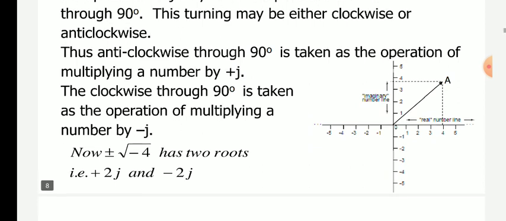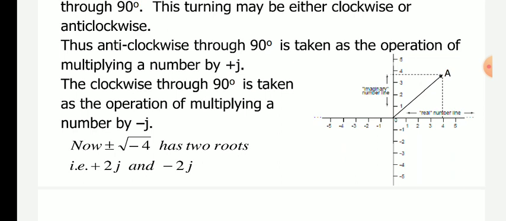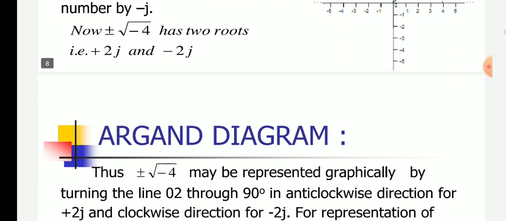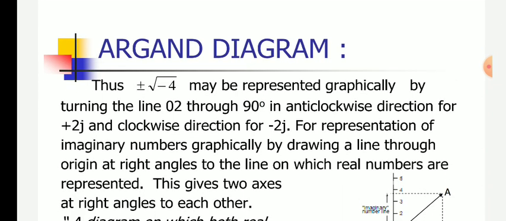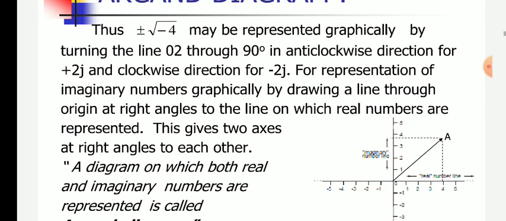Now plus or minus square root of minus 4 has two roots, that is plus 2j and minus 2j. Therefore, plus or minus square root of minus 4 may be represented graphically by turning the line 0 2 through 90 degrees in the anti-clockwise direction for plus 2j and the clockwise direction for minus 2j. For representation of imaginary numbers graphically, we draw the line through the origin at right angles to the line on which the real numbers are represented.